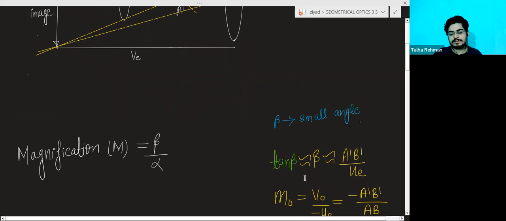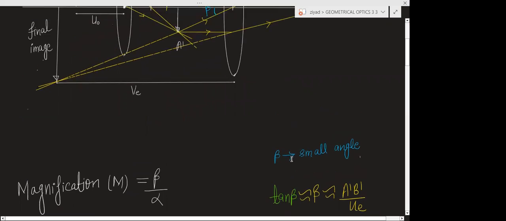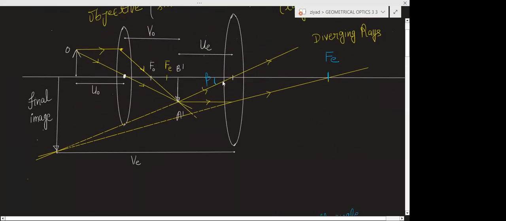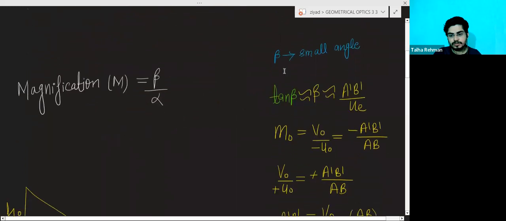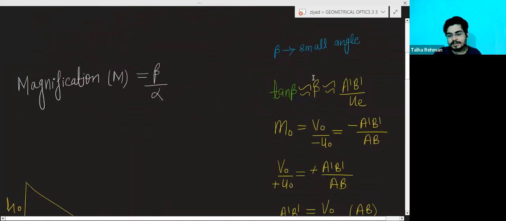So if beta is a small angle, you can write tan beta as beta. How will you calculate tan beta? See, in this triangle, tan beta can be written as this distance divided by this distance. So tan beta can be written as A dash B dash divided by UE. Because the angle is small, tan beta is beta. So beta you can write as A dash B dash by UE.